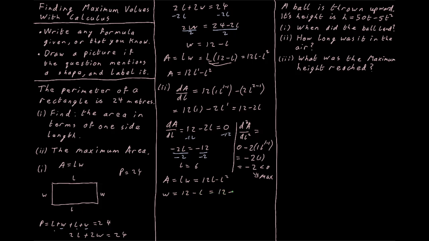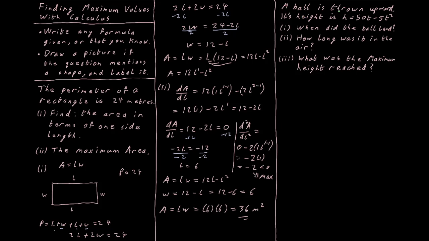We have 12 minus L. We know L is 6, so the width is 6. Now this may not particularly surprise us. The maximum area of a rectangle happens when the rectangle ends up being a square, if there aren't other restrictions involved. We end up with 6 times 6 is 36 meters squared. So that's the maximum area.